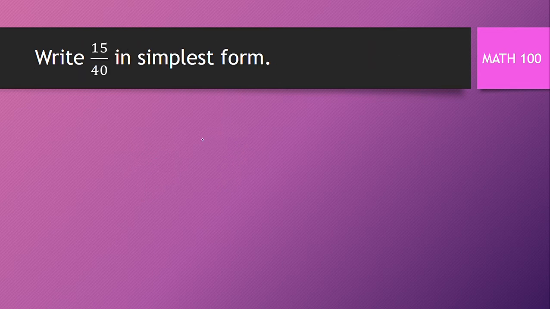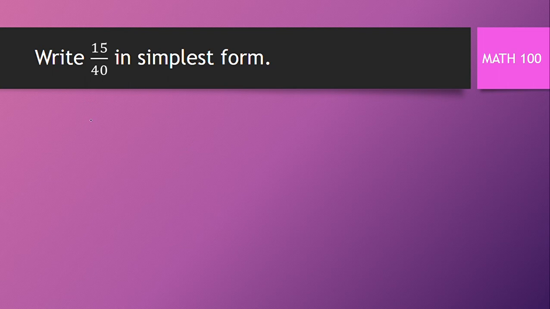Okay, next. We have here, write 15 over 40 in simplest form. When you say simplest form, that is the same as reducing your fraction. Meaning to say we are taking off the common number between them. So what we are really applying here is the concept of the greatest common factor. So we find the greatest common factor between 15 and 40. Remember the greatest common factor that we did? I hope you still do.